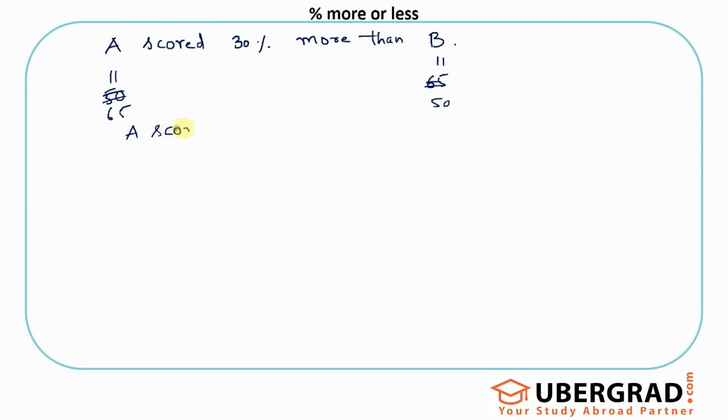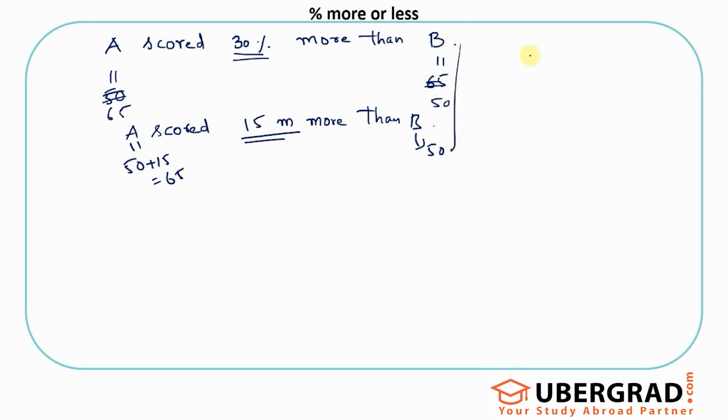I could have said the same thing, A scored 15 marks more than B. So if I know B scored 50, I could understand that A must have scored 50 plus 15, that is 65. This is giving you a direct clue, or rather, an absolute value as a reference. Sometimes I could give you the same thing in percentage also. I am saying A scored 30% more than B. What does that mean? A scored whatever B scored, plus 30% of B.